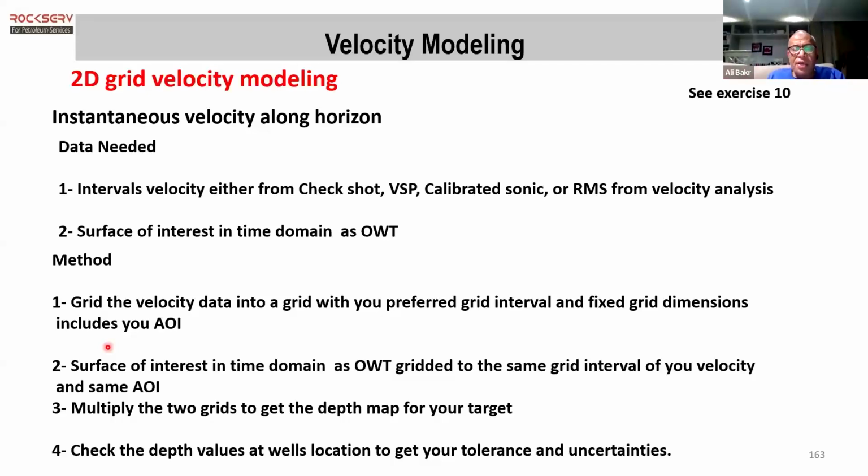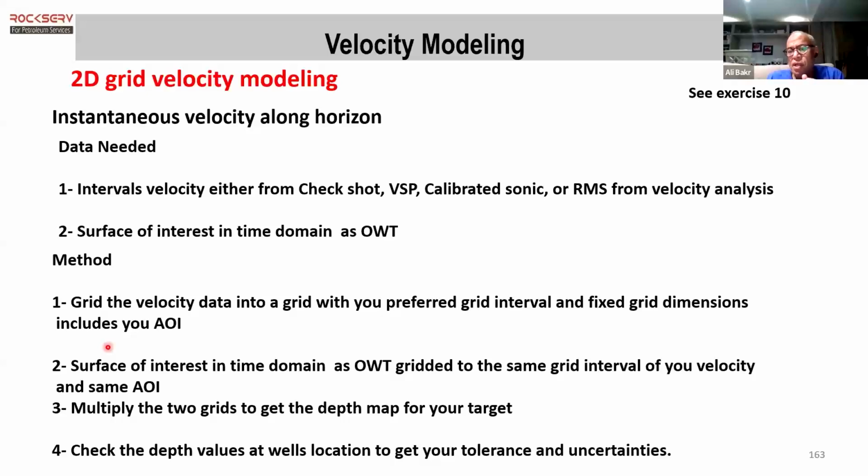Okay, so I'm going to end with a grid for the velocity, for the measured velocity at the well. At the same time, I have a grid for the time. So I can multiply the one-way time grid with the velocity grid and come up with a depth map. This is what we call a 2D grid velocity model.